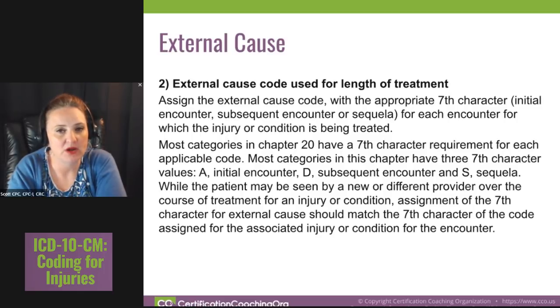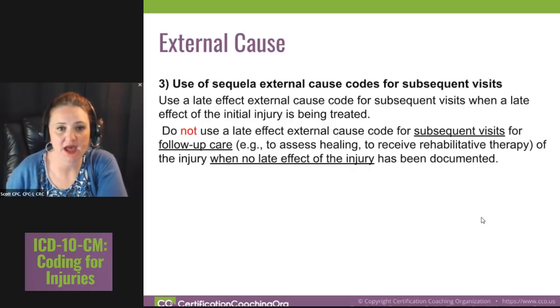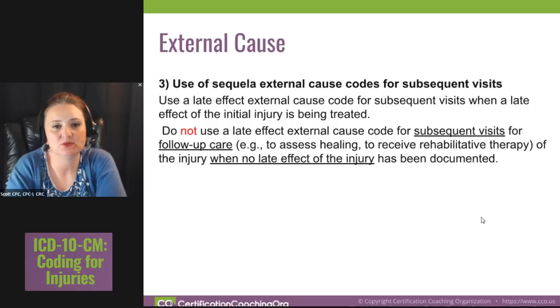Okay, and it all applies to, it follows the injury, not the treatment or the time frame. Right. So that being said, what happens when we need to use a sequela external cause code for subsequent visits? You can use a late effect external cause code for initial treatment, but do not use a late effect for subsequent visits or follow-up care.